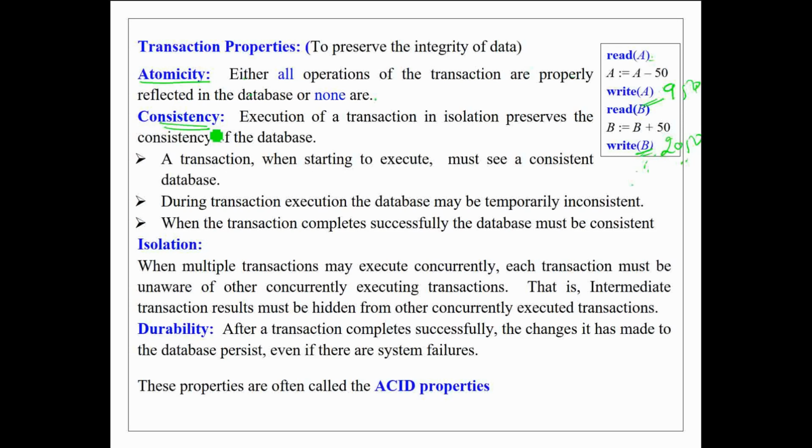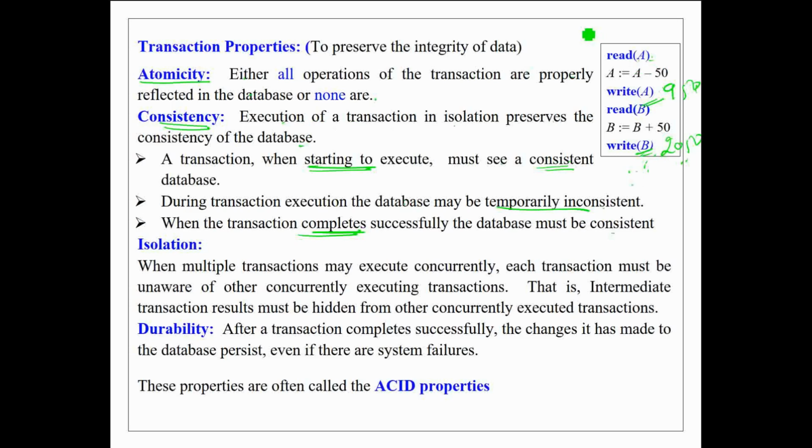Next property is the consistency property. Consistency property ensures that the execution of a transaction in isolation preserves the consistency of the database. Consistency property of a transaction is ensured on the below given constraints. That is, before the starting of a transaction and after the completion of a transaction, the database must be consistent. However, during the execution of the transaction, the database may be temporarily inconsistent.